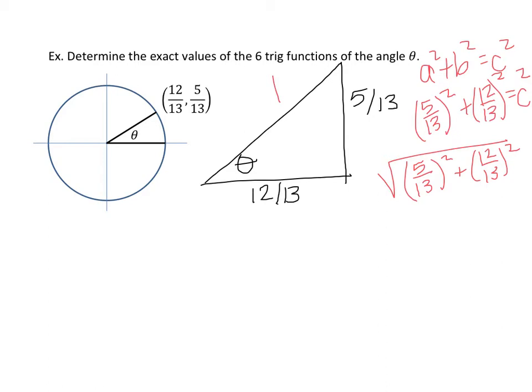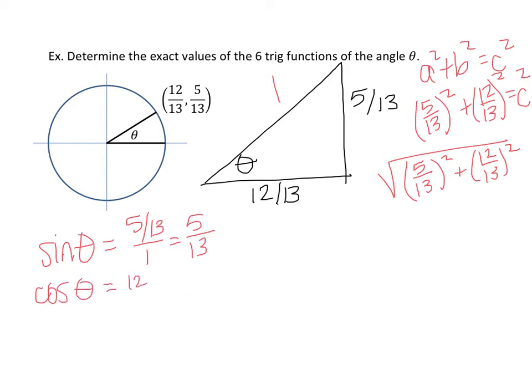Okay, now let's get to the trig functions. Let's talk about sine theta. You always do sine of an angle, cosine of an angle. Sine theta, remember, is opposite over hypotenuse. Opposite side would be 5/13 over 1 would be 5/13. Cosine theta, adjacent over hypotenuse. So 12/13 over 1, or 12/13.